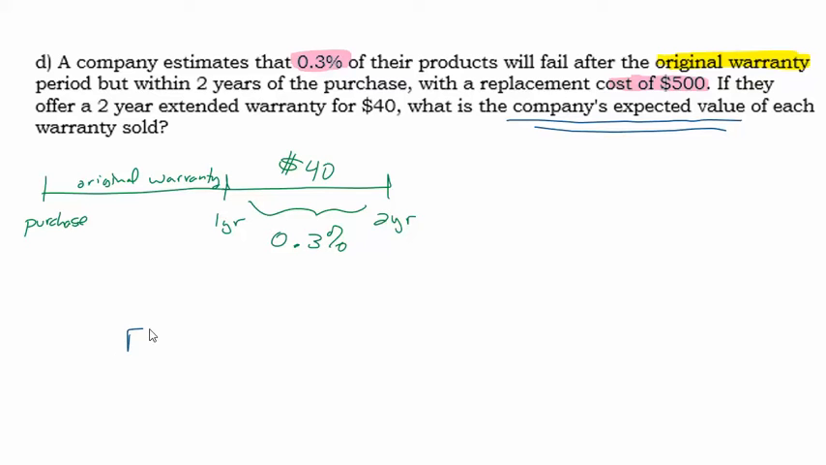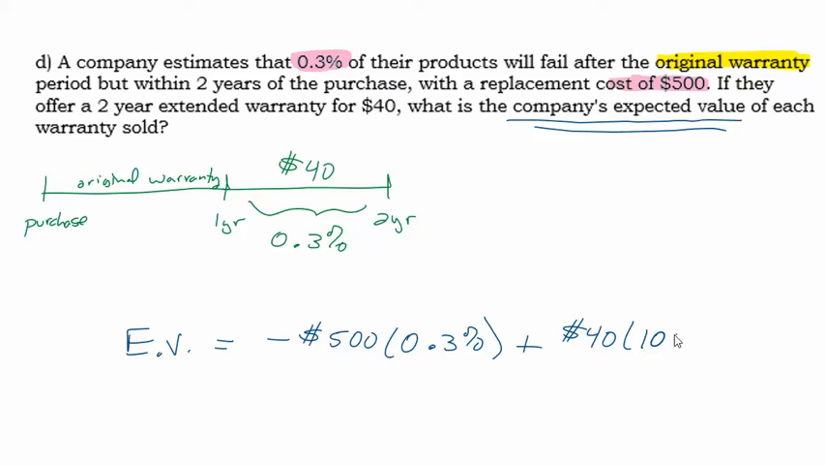All right, so if I'm the company, I'm thinking, well, there is a 0.3% chance I'm going to have to replace this thing at a cost of $500. So I'm going to lose $500, and there's a 0.3% chance that'll happen. Now, I also know that they're going to pay $40 for this. So I'm going to get $40 from each customer, and there's a 100% chance that's going to happen. Okay? So if I multiply this out, 0.3%, remember, is 0.003. So let's see, 500 times 0.003 is negative 1.5, and this comes out to be 40 bucks, so this is looking pretty good for the company. They're going to make $38.50 per warranty, extended warranty that they sell.